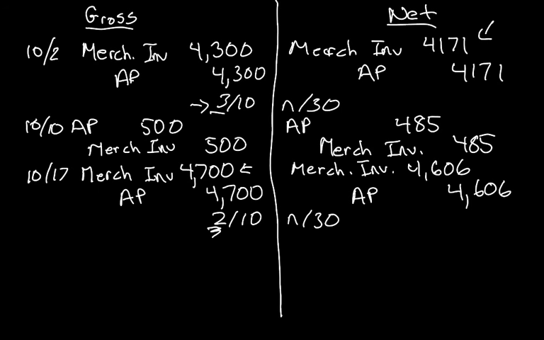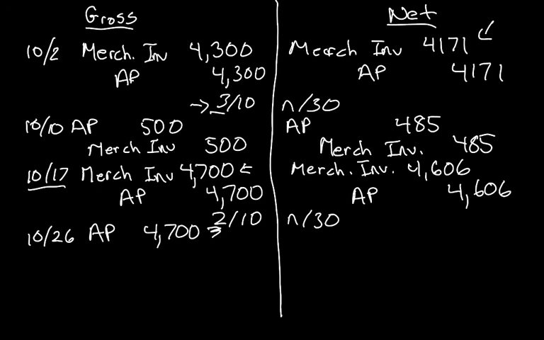Going on, October 26th, we paid the merchandise purchased on October 17th, less the discount. Okay, so we're going to pay off that bill that we accrued for on this date. Now, when we're doing the gross amount, remember, we didn't take the discount initially. So here on the 26th, this is when we're going to take it. So we're going to pay off that accounts payable account. So we're going to debit it for $4,700.